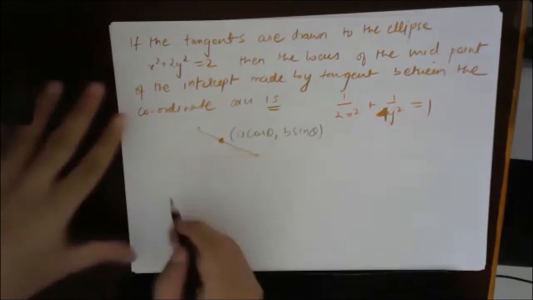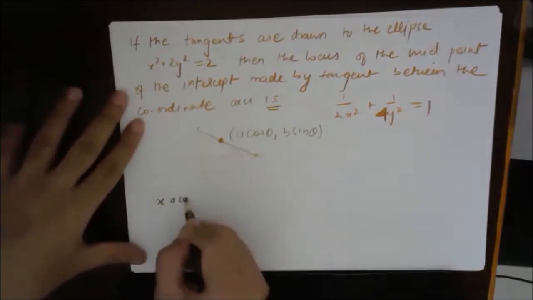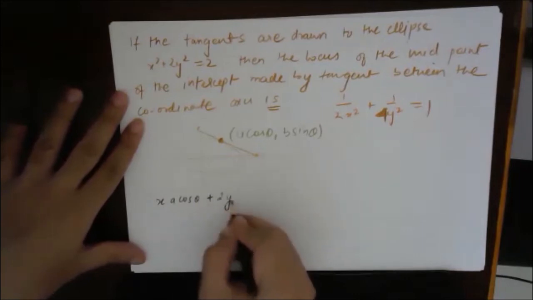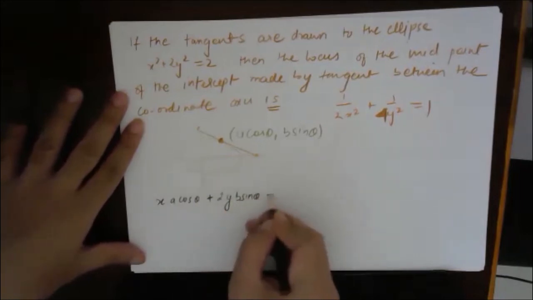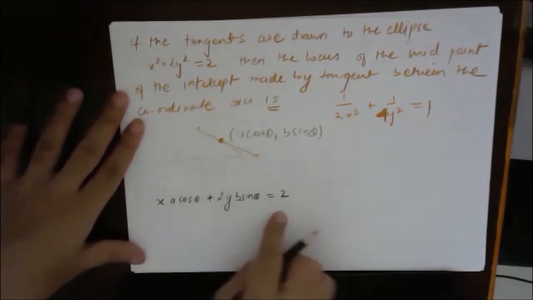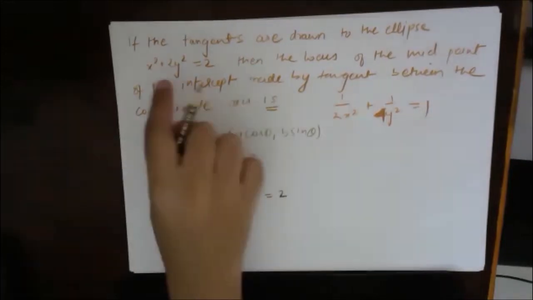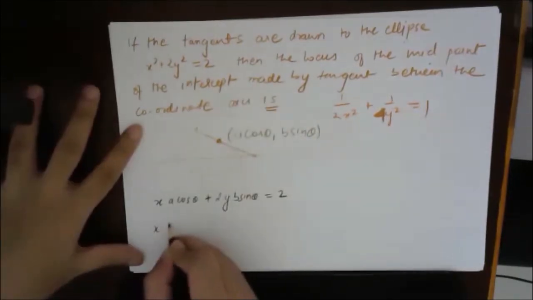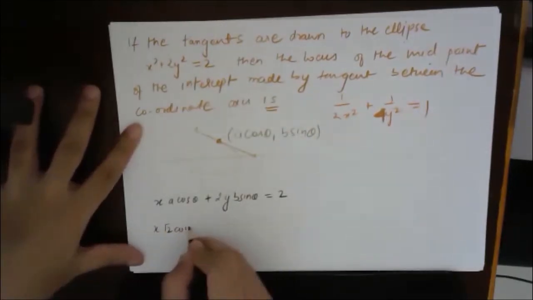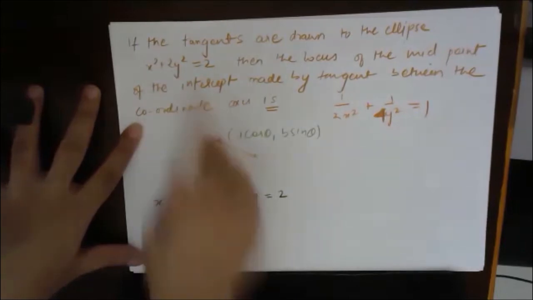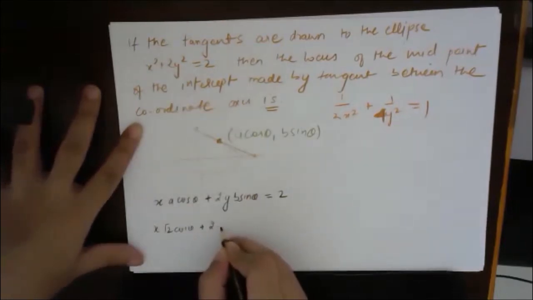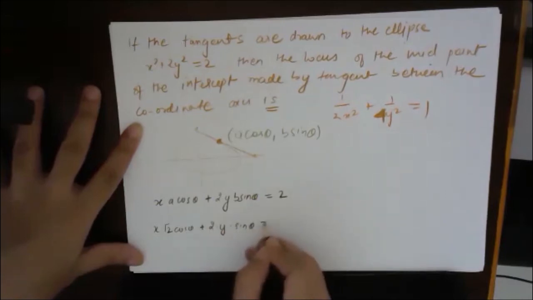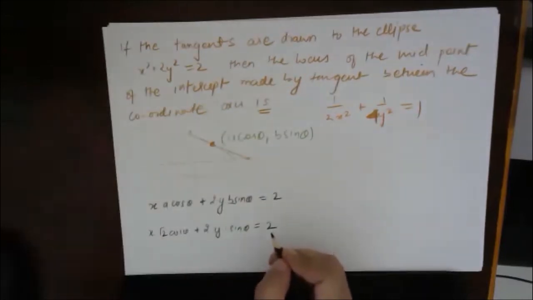it will be x into a cos theta plus y into b sin theta is equals to 1. This will be the equation, right? Now, what is the value of a here? a here is root 2. So, x into root 2 cos theta plus, b is 1, so y into sin theta is equals to 1. Yes? Okay, very good.